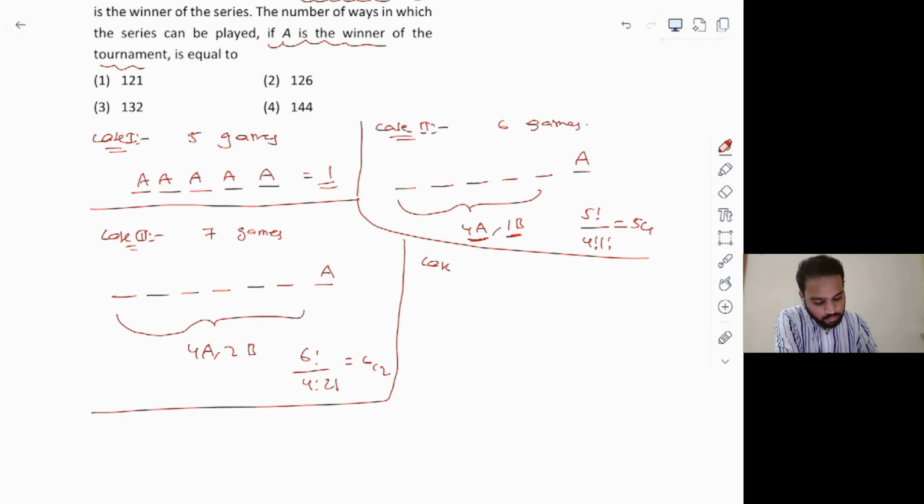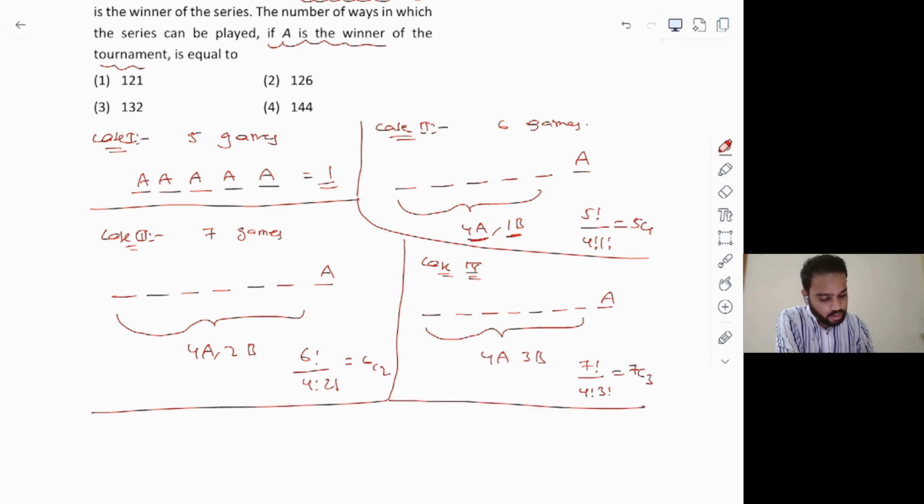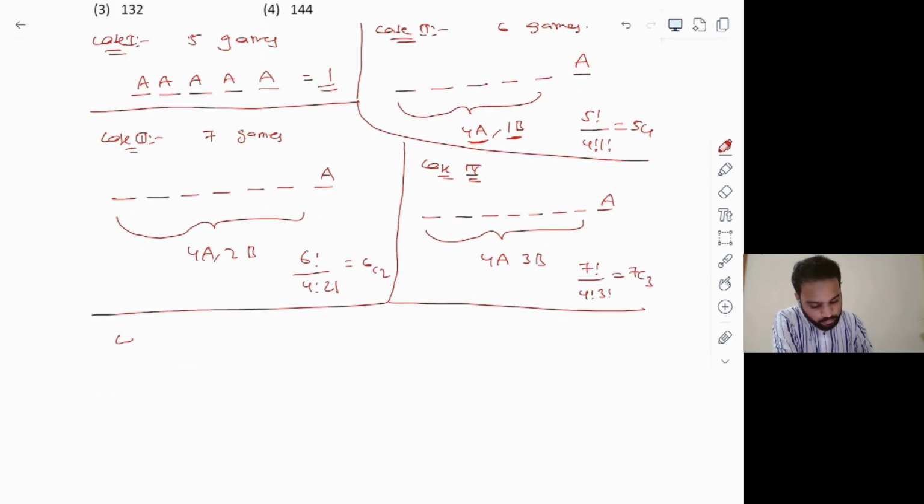Let's take case 4 here. Okay, I hope you're getting the pattern. Case 4 is the eighth game. 4, 5, 6, 7, 8. So the eighth game is won by person A. Which means in the remaining 7 games, 4 games must be won by person A and 3 games must be won by person B here. And once again, what is the arrangement here? 7 factorial divided by 4 factorial into 3 factorial. That is simply 7C3.